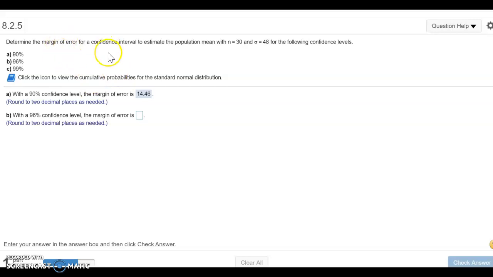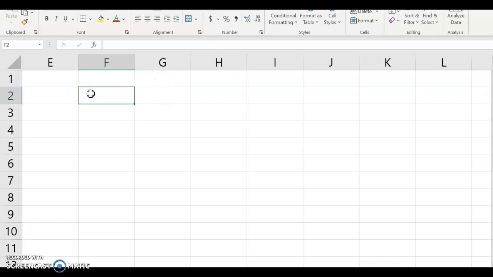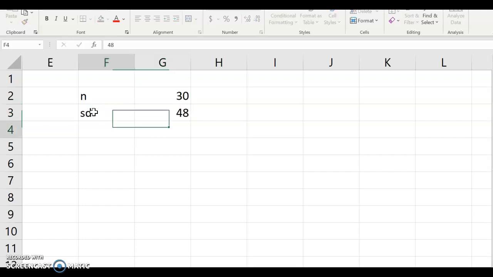Okay, so to determine the margin of error, when n is 30 and our standard deviation is 48, okay, so we know that n is 30 and the standard deviation is 48, and our confidence interval is 90% for the first one.